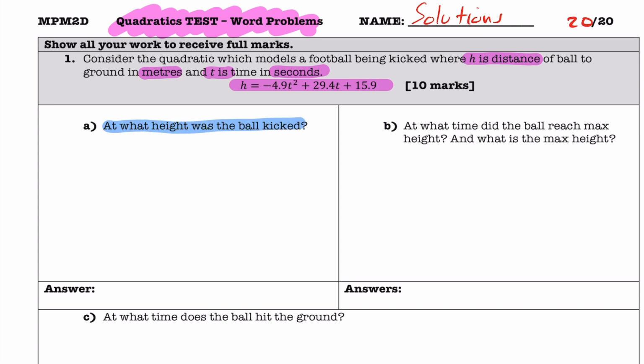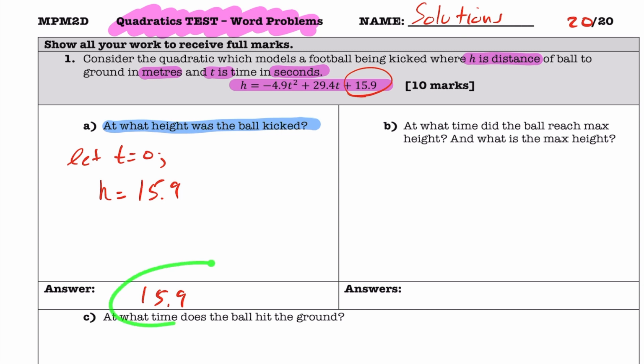The first thing they ask is, at what height was the ball kicked? So again, to find the height the ball was kicked at, the initial time must be 0. So we're going to go ahead and let t equal 0. If I let t equal 0 here, you end up just getting your y-intercept, which in this case is 15.9. So at 15.9 meters, that's the height the ball was kicked at. So obviously very high in this situation, so perhaps it's being kicked from a hill.